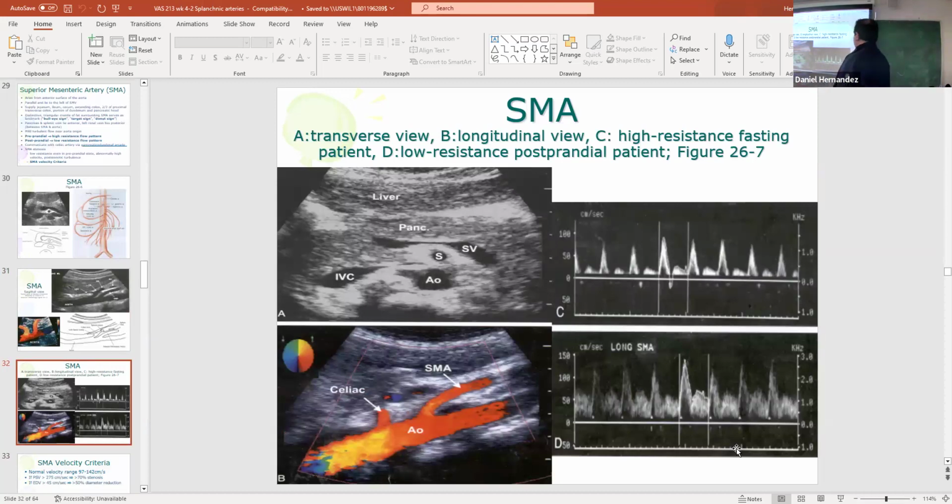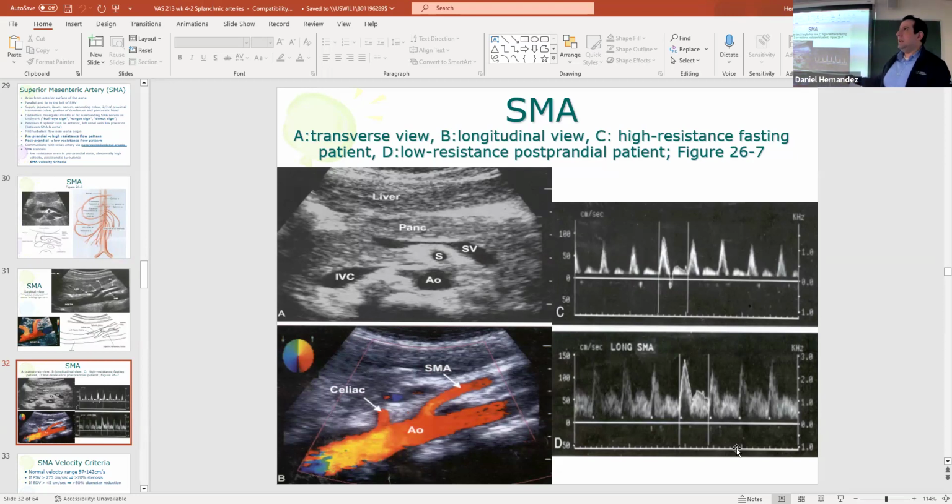And this just shows the difference between pre-prandial versus post-prandial. Someone who is fasting has a nice high resistant waveform versus the difference you see after a patient's eaten. There's a definite obvious difference in our waveforms. So again, if we see a low resistant waveform after they've eaten, this could indicate stenosis or presence of disease in the SMA.